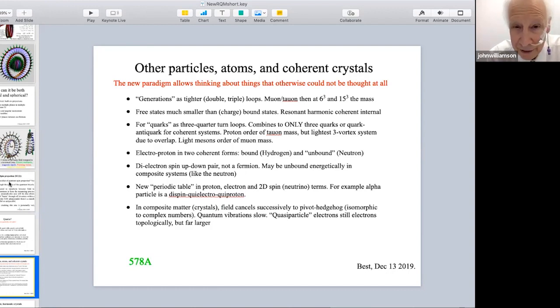Right, what about other particles, atoms, and coherent crystals? Well, the new paradigm allows thinking about things that you otherwise couldn't think about at all. So the generations I talked about last time: the reason for the generations is that if you've looped something from a photon, which is going linearly, and you twisted it around so it bites its own tail, so you end up with something like this, then that thing itself, if it's moving, again looks like a rotating object.